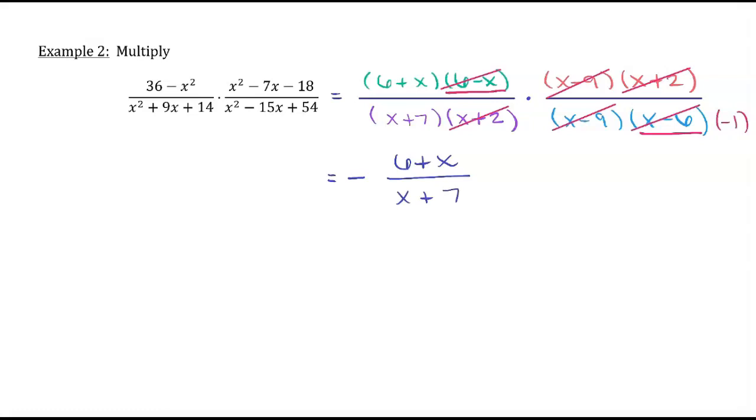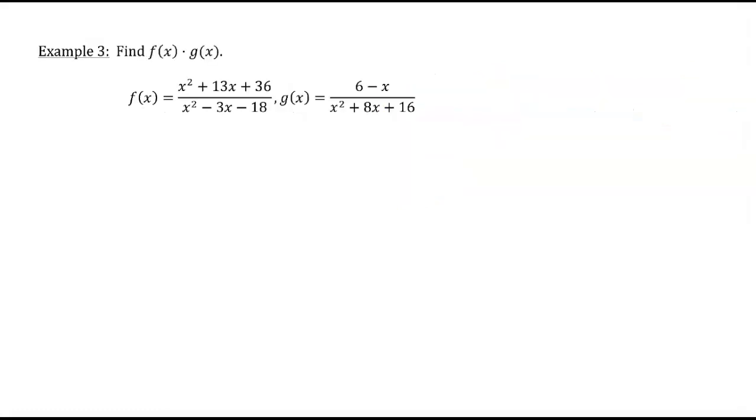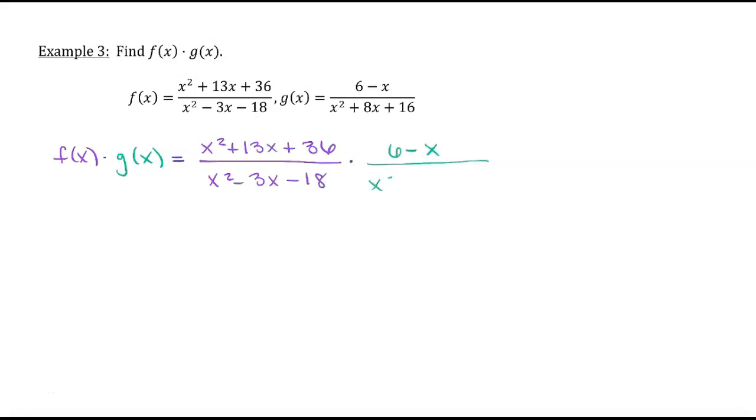Let's look at a slightly different example. Here we have two functions, f of x and g of x. They are both rational functions, and we are going to find their product. In order to find the product of f of x and g of x, we need to multiply their formulas or rational expressions together. Now let's see what we can factor.